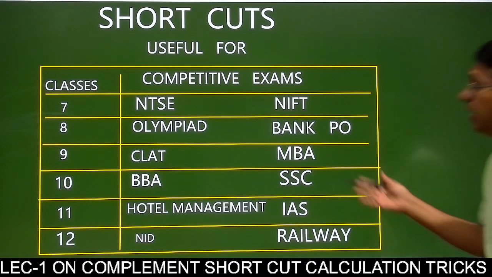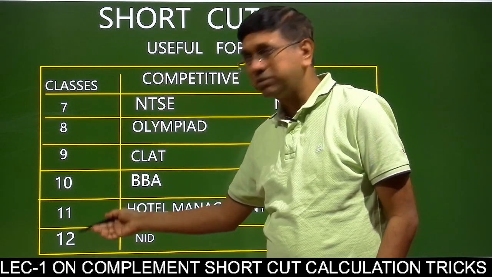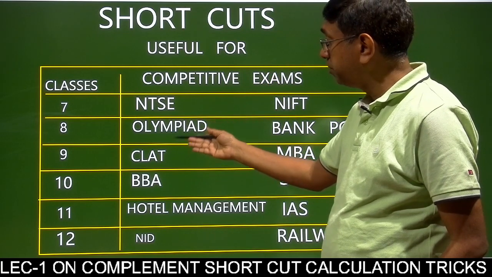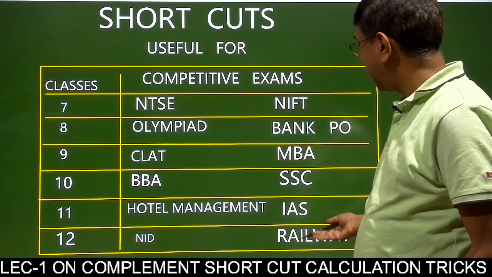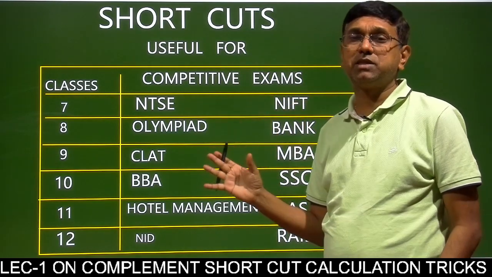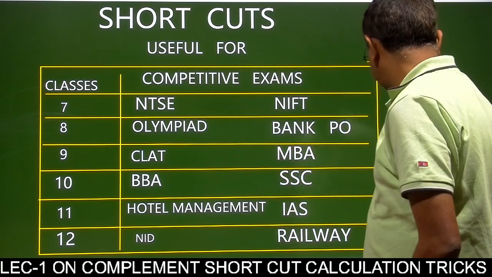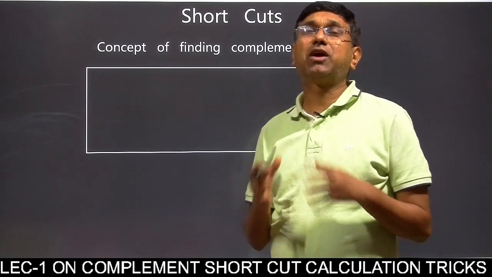Now these shortcuts which we'll be teaching are useful for your school exams, any class, for all the competitive exams: NTSE, Olympiad, CLAT, BBA, MBA, SSC, IAS, Bank PO. So you can see a lot of places they will be applied. So the earlier you catch on, the better it is. Now today we'll go on finding the complement.